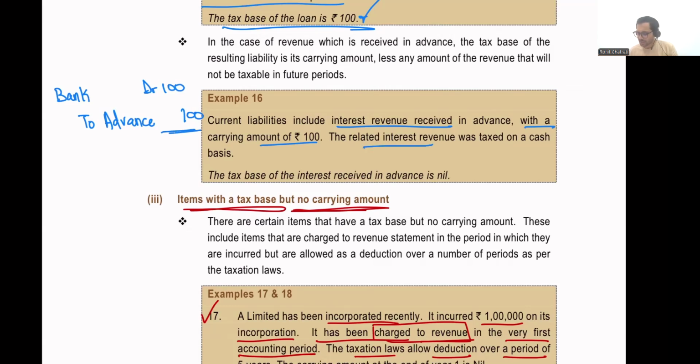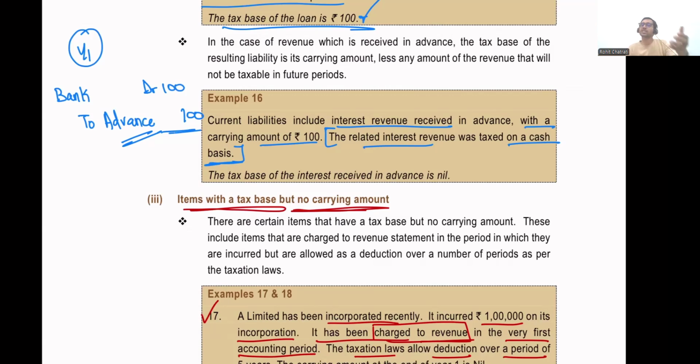Now, the related revenue was already taxed on a cash basis. This has not been recognized as revenue in my accounting P&L. In my accounting P&L, in year one, I've only recognized it as advance. I will be recognizing it as income in year two. Whereas for tax purposes, this has already been recognized as revenue on a cash basis, which means the moment I collected it, I have to pay tax on it.